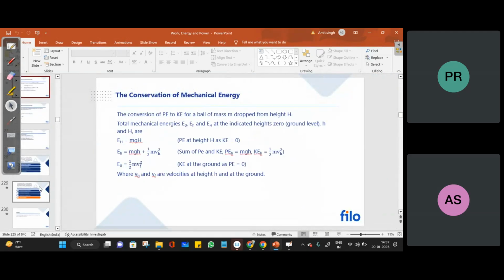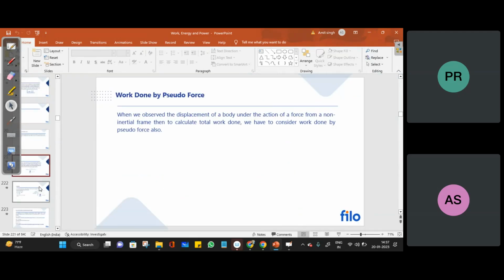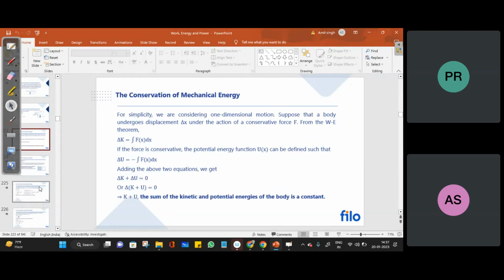Something is missing. The missing thing is the conservation of mechanical energy, which is very important. First of all, you have to understand that the mechanical energy of a body is not always conserved. And many a time we call mechanical energy the total energy, which is also not correct. Mechanical energy is only kinetic plus potential.